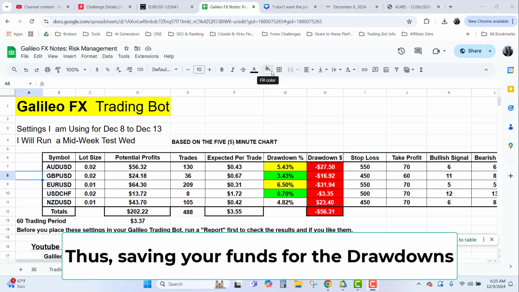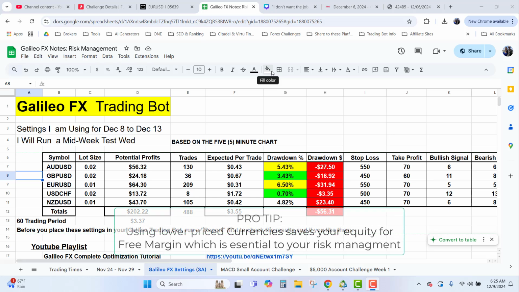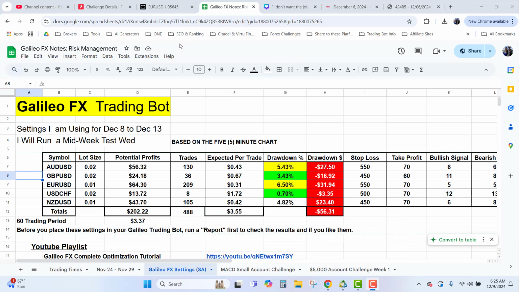Now, the Euro USD is my most expensive one at like $1.05 or something like that. But when I use anything over $1 like that, I drop the lot size down one. All right, the higher the cost of the currency, the lower the lot size you should go down, and the cheaper you can afford to go up with because they're not going to take as much of your liquidity away, okay?